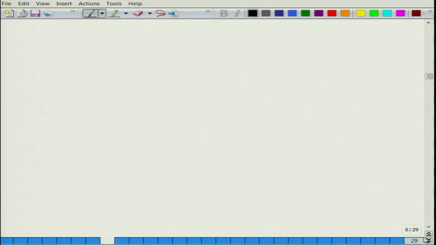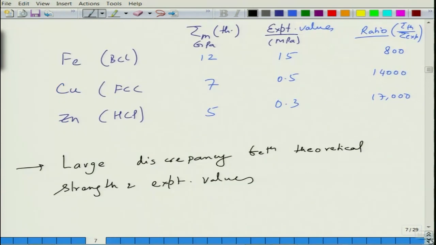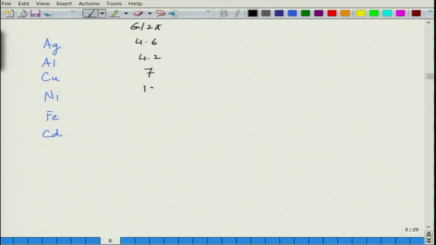The question is, why is the experimental stress required low? So we look at certain values of various other materials. If you look at silver, aluminium, copper, nickel, iron, and let's say cadmium, we can look at various values. For iron, if you look at G divided by 2 pi, then it is 4 points. For silver it is 4.6, for aluminum it is 4.2, for copper it is nearly 7, and for nickel it is nearly 12, and so let us say it is nearly 4.5, just write the nearest possible values. Iron it is about 13, cadmium is about 4, and if you look at the values which are experimental values, experimental sigma y, then it is in MPa.